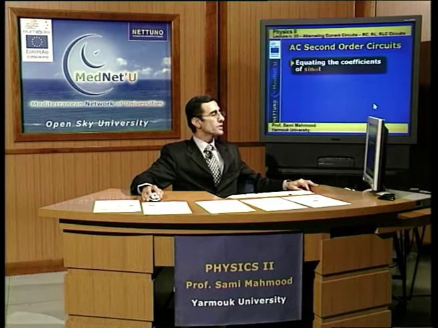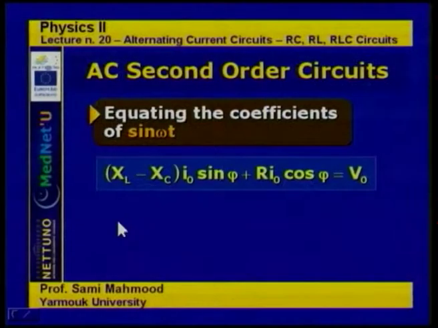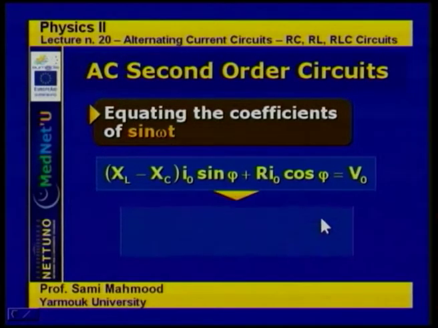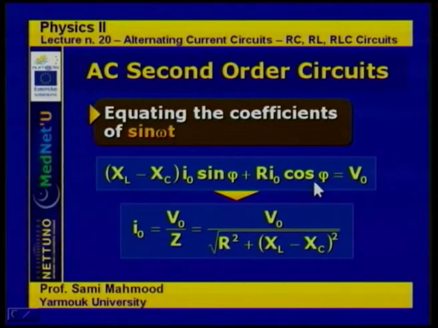And now equating the coefficients of sine omega t, we get (X_L minus X_C) I naught sine phi plus R I naught cosine phi is equal to V naught. And having in mind what is sine phi and cosine phi in terms of tangent phi, this gives us I naught is equal to V naught over Z, which is V naught over square root of R squared plus the reactance X squared, which is (X_L minus X_C) squared. So V naught over Z simply is I naught. So thus we determine I naught, we determine phi, and thus the solution is fully determined. The particular solution is fully determined.